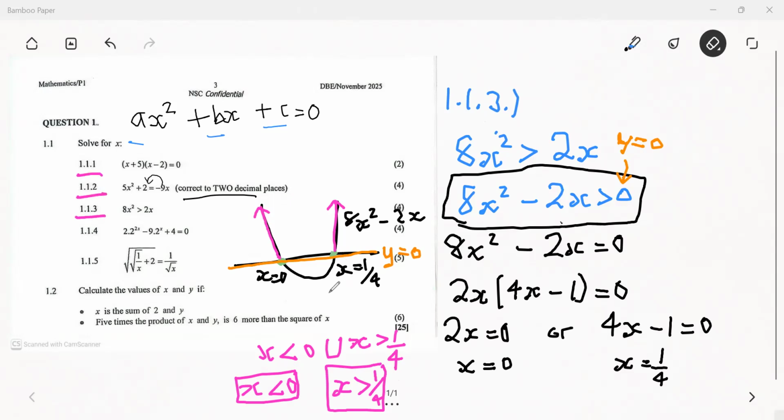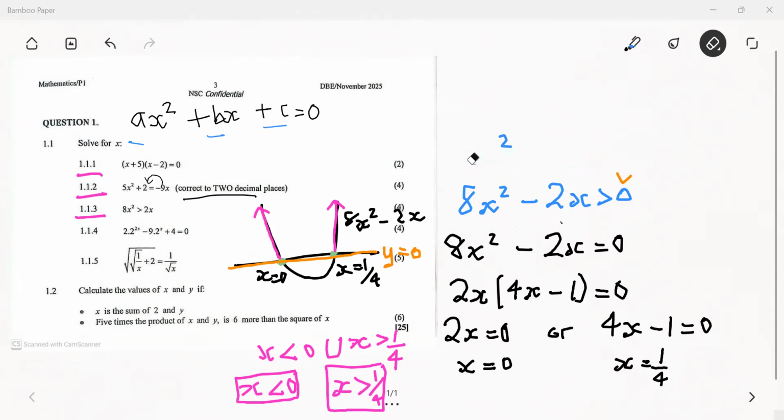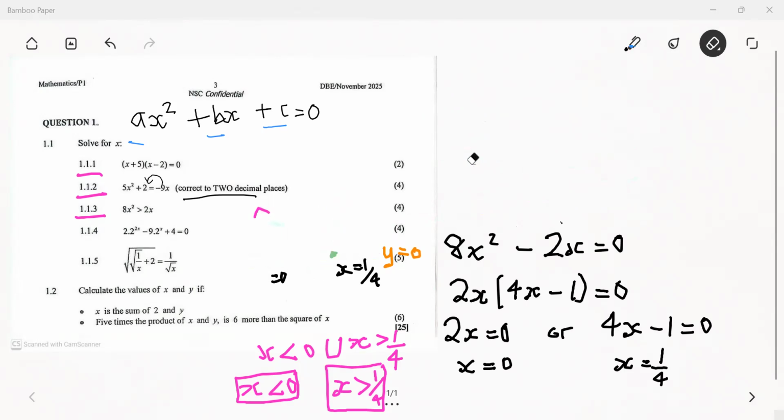I hope it answers you and helps you to understand, if you're in grade 12, what you should have done. If you're looking at this and you're currently in grade 11, or you're currently still studying your grade 12, I hope it gives you enlightenment. Okay, now I want to move on to question 1.1.4.